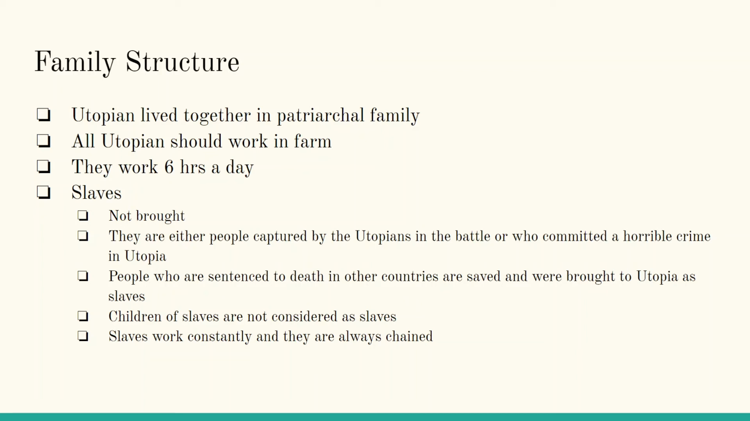Now look at the next point. Children of slaves are not considered slaves. Very good thing, right? But you know what happened in England? Everyone is a slave, whether mother or brother or wife or children. Everyone is considered a slave if they are slaves. But here, children of slaves are not considered slaves. Slaves have to work constantly as a punishment, and they are also chained. And you know what the chain is made of? It is made of gold actually.